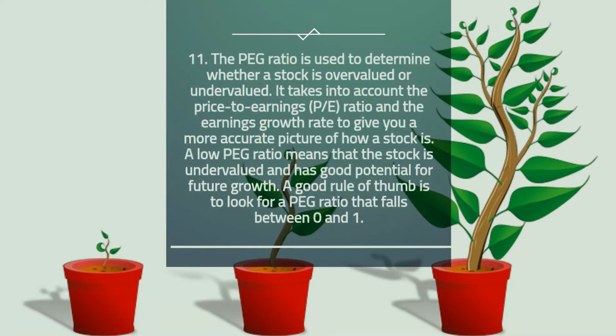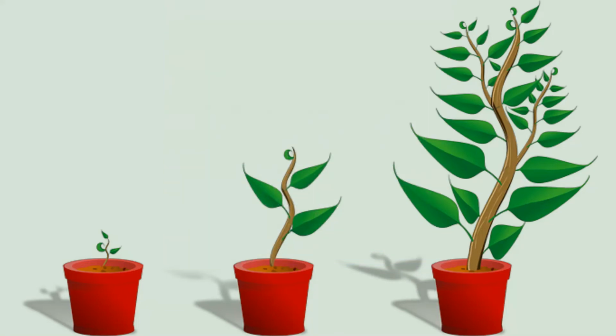11. The PEG ratio is used to determine whether a stock is overvalued or undervalued. It takes into account the price-to-earnings, PE, ratio and the earnings growth rate to give you a more accurate picture of how a stock is valued. A low PEG ratio means that the stock is undervalued and has good potential for future growth. A good rule of thumb is to look for a PEG ratio that falls between 0 and 1.